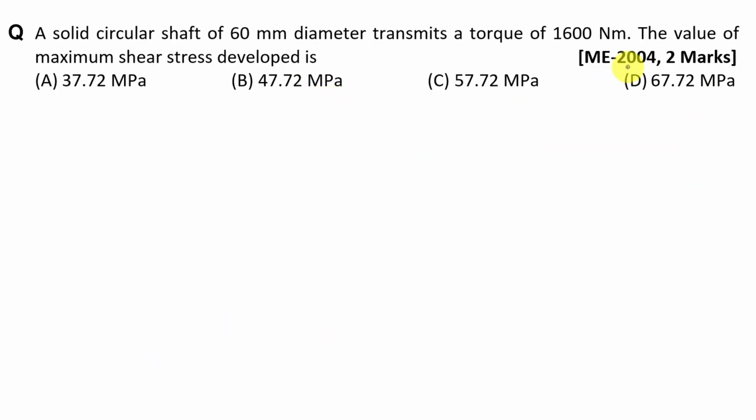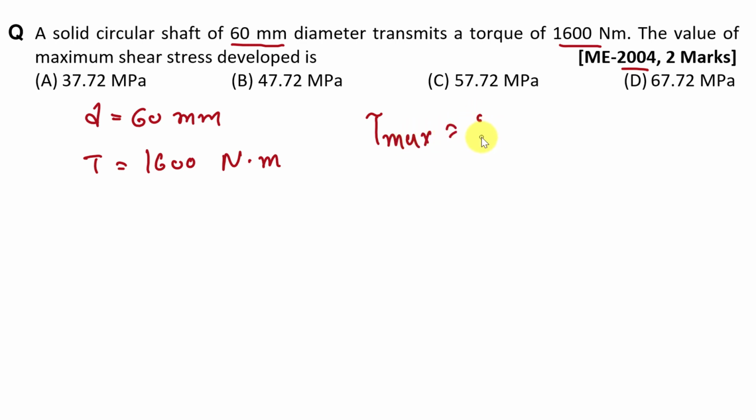Next question is from year 2004. A solid circular shaft of 60 mm diameter transmits a torque of 1600 Newton into meter. Here the diameter is given as 60 mm and the value of torque is 1600 Newton into meter. We have to find out the value of maximum shear stress developed in this shaft. Fine. Tau maximum is equal to question mark.